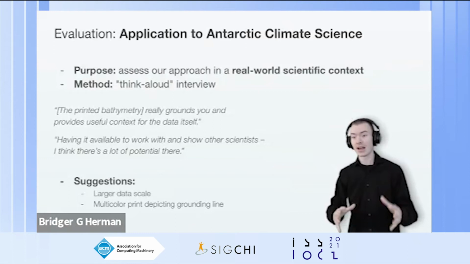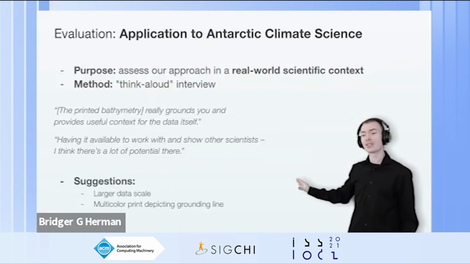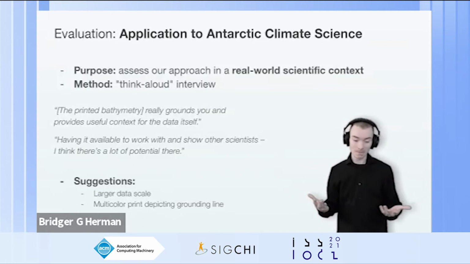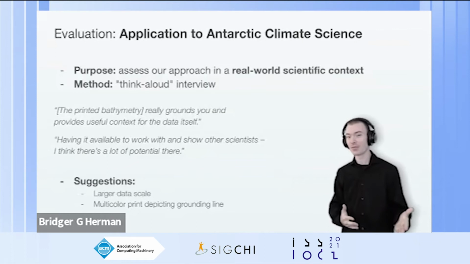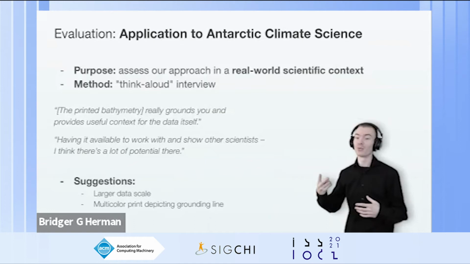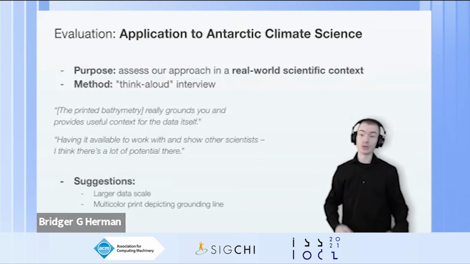He also had some suggestions for us, such as having a much larger scale model of the physicalization would be a lot more helpful than the small one. And also, actually depicting more data on the physicalization itself would have been helpful, such as including the grounding line where the terrain, the water, and the ice meet. That would have been super helpful to include on the actual physicalization itself.